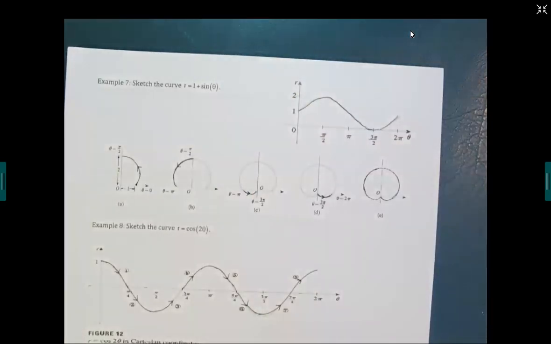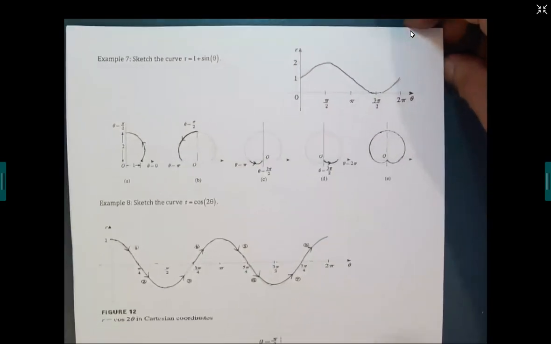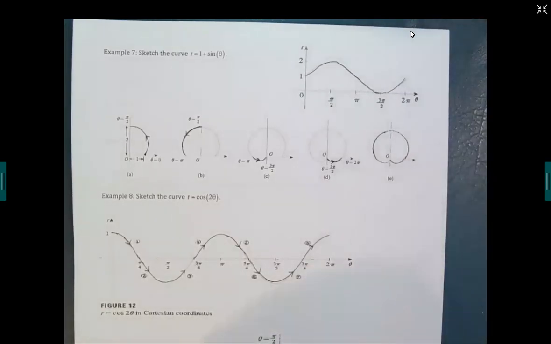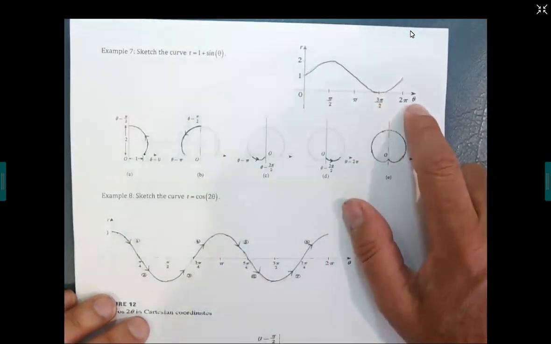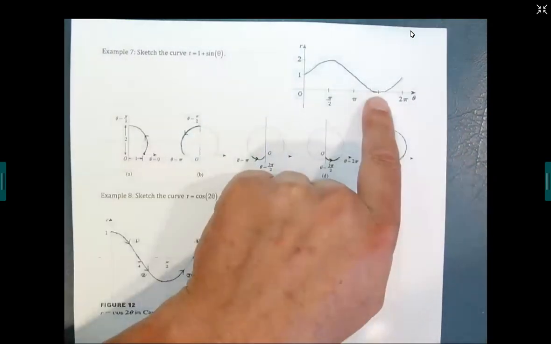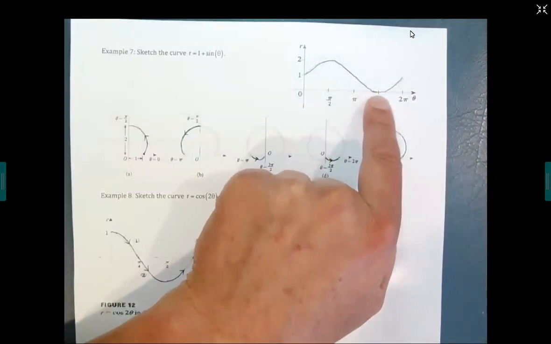All right. Example 7. Sketch the curve. Now we're going to sketch this 2 different ways. If I sketch it using r and theta, do you see that the smallest that is going to get is going to be -1, and -1 plus 1 is 0, and you can see that right there. That's at 3 pi over 2.